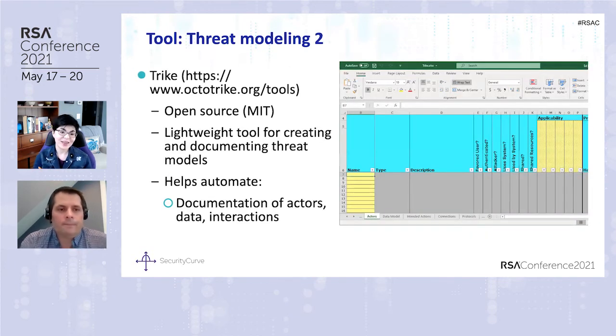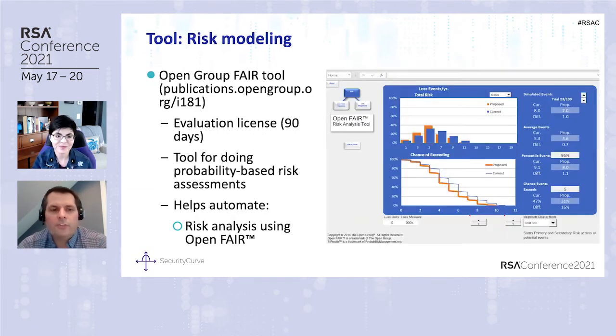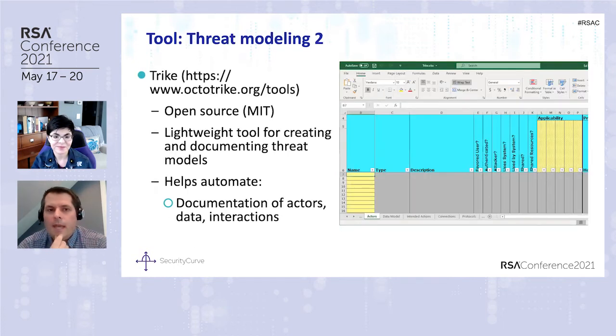Another tool for threat modeling is Trike, coming out of MIT. And this one is really nice because it gives you the ability to document who the actors are and the data and how they all interact together. So it's a really nice complement to a Dragon-type tool. It's MIT licensed for sure, but it may not be MIT the school. So just one quick point there.